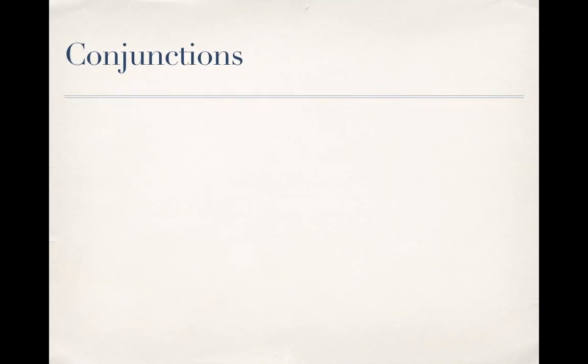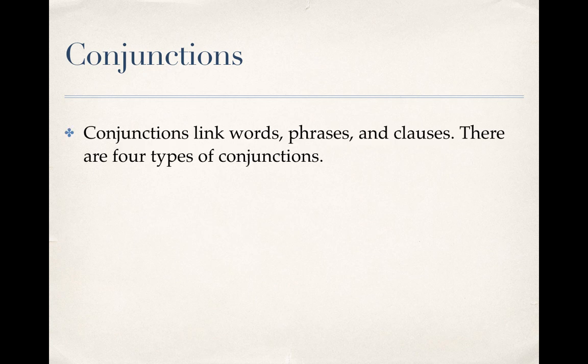The other part of speech, another one we have not talked about yet, is conjunctions. And conjunctions link words, phrases, and clauses. There are 4 types of conjunctions. The good news for you is you do not have to identify what type of conjunction you see on a test. You just have to know it's a conjunction. I go ahead and give you all this information because I think it makes it a little easier to identify conjunctions. So here we go.